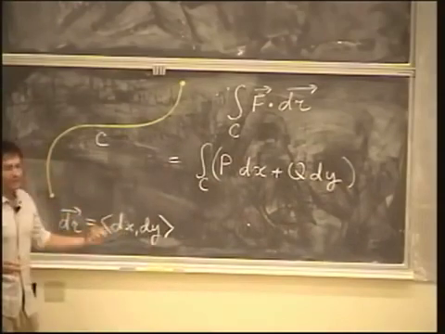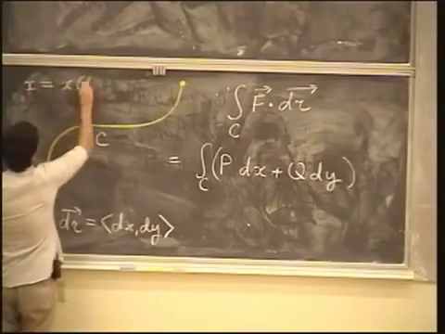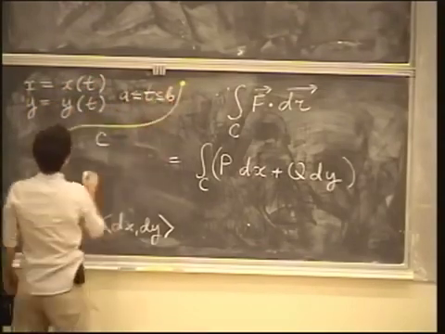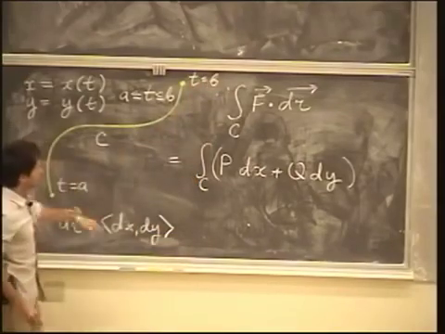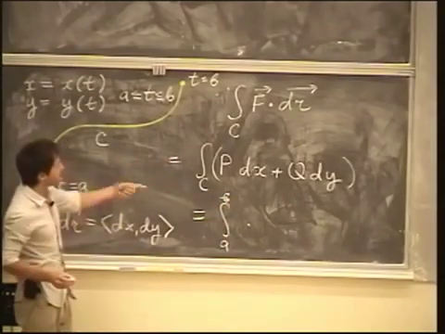And then we can write it down more concretely, in a way suitable for calculation, by parameterizing the curve. So we write x as a function of some auxiliary variable t, and y as a function of t, where t is between some values a and b, where, say, this point will correspond to t equal a, and this point will correspond to t equal b. If you do that, you can write it as an ordinary one-dimensional integral from a to b, with respect to dt now.